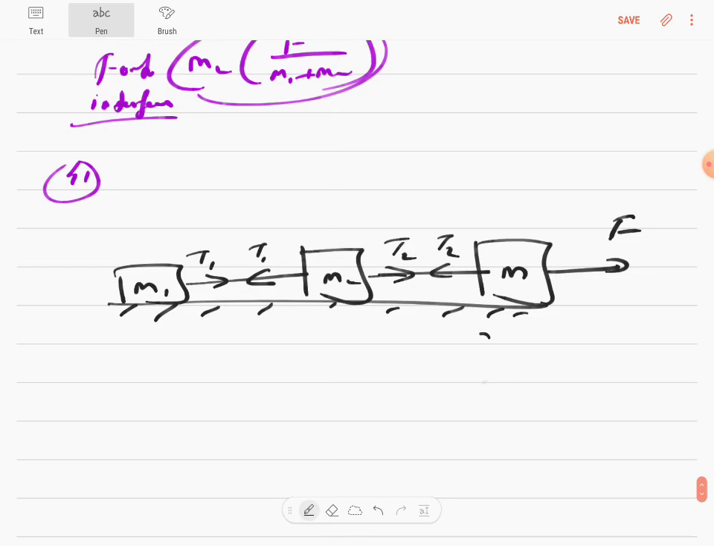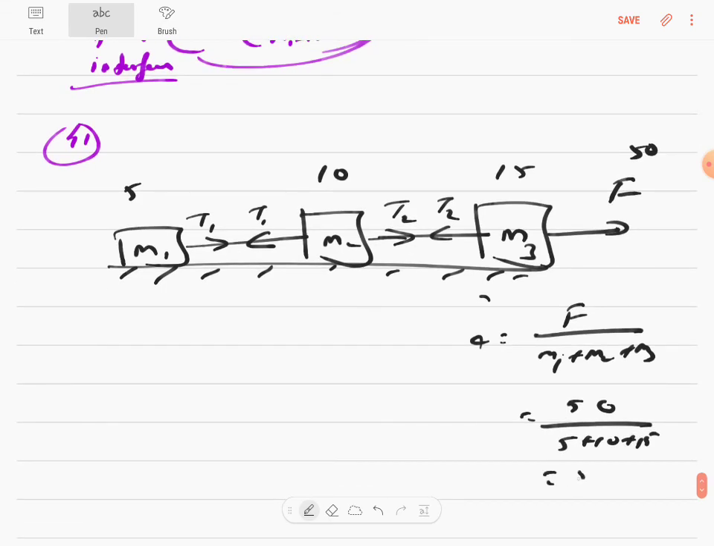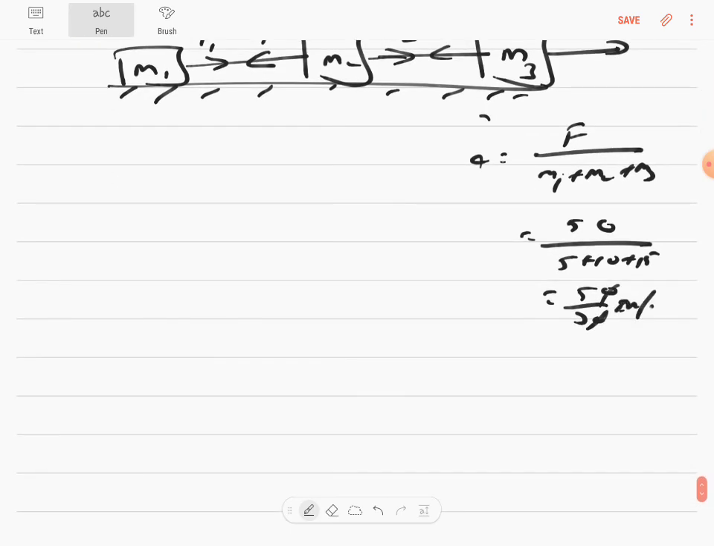You know that if you want to find acceleration, A is equal to F by m1 plus m2 plus m3. So you find the acceleration if you know all the masses. They are given that this is 5 kg, this is 10 kg, and this is 15 kg, and the force applied is 50 newtons. So everything you know: 50 by 5 plus 10 plus 15, which is 30. So 50 by 30, which is 5 by 3 meter per second square, is my acceleration.